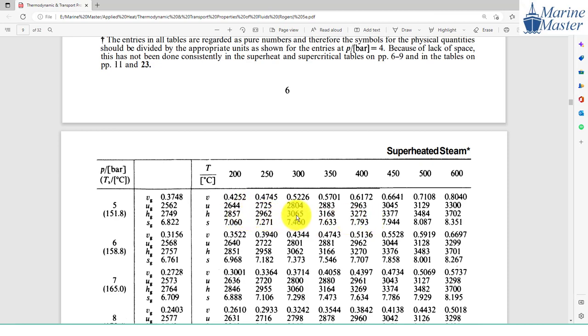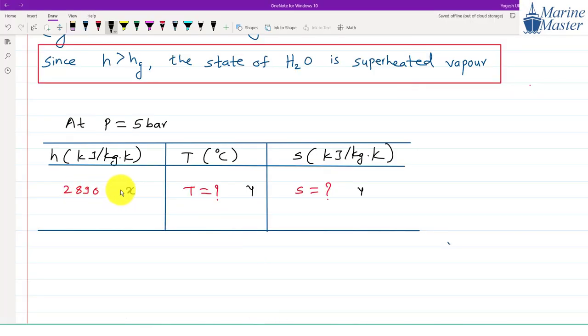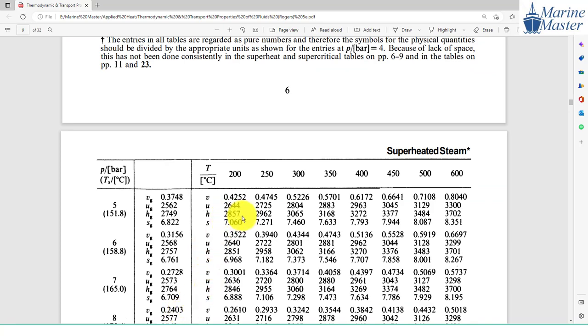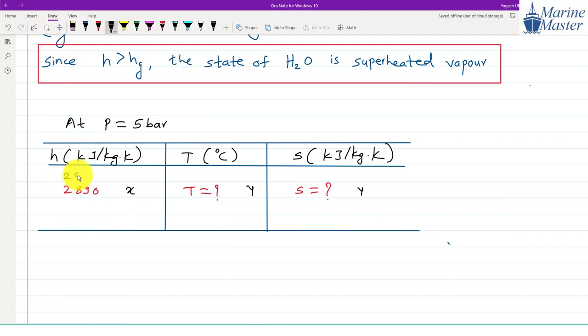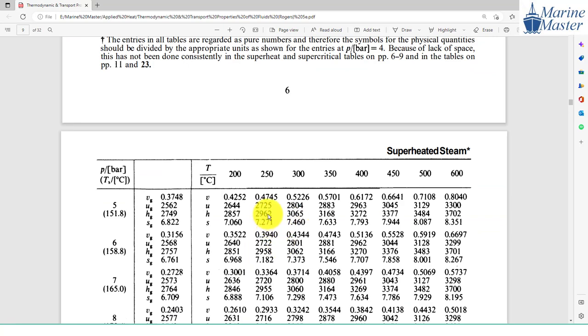2857, 2962, 3065, 3168. So this 2890 lies between which two values of H? These two values must be adjacent to each other, guys. 2857 and 2962. I'm checking once again: 2857 for 5 bar, and 2962.